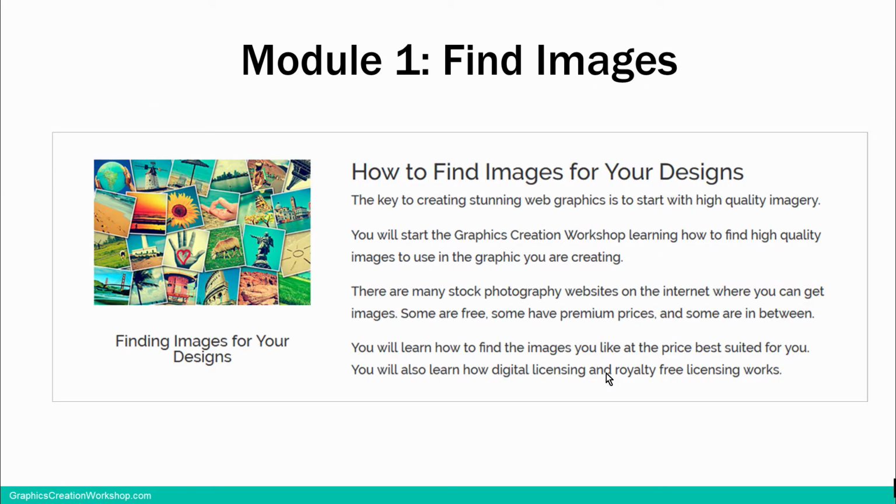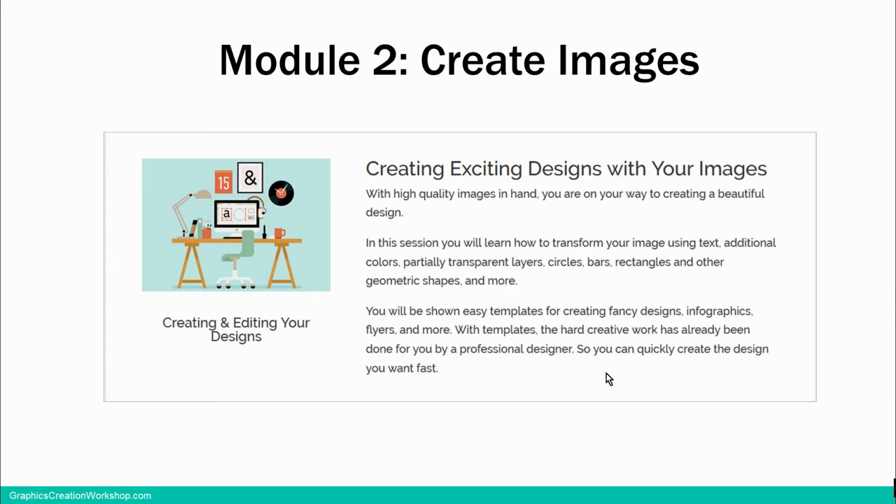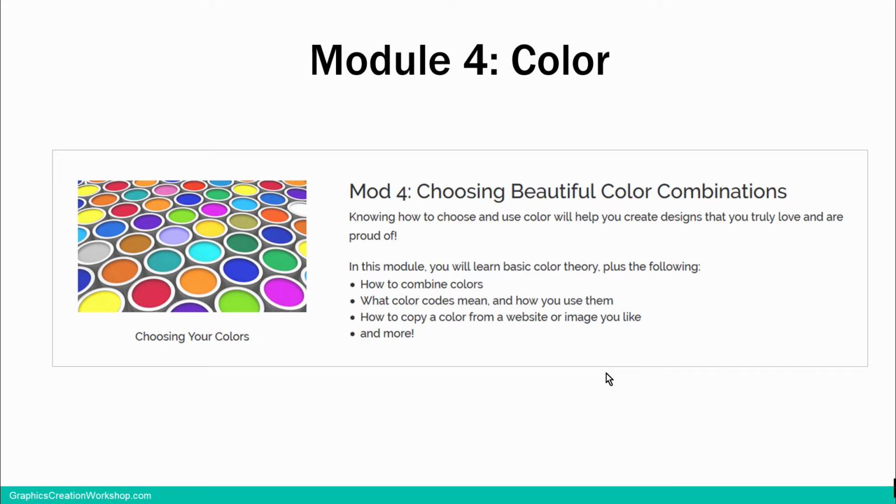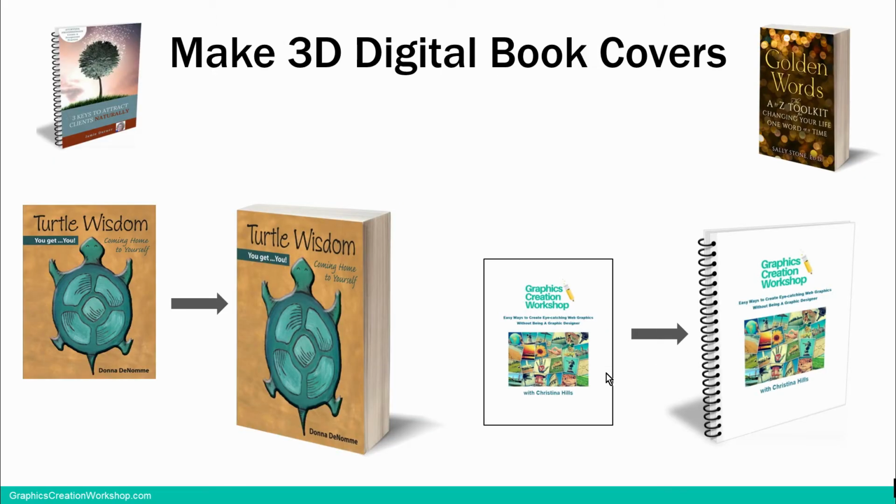And in Module 1, what we do in the course is I teach you how to find images. There's lots of places to find your images. Then Module 2, I teach you about creating your images, right? How are you going to create it? Then Module 3 is all about sizing and cropping your images. So my training is broken down into modules. Then Module 4 is a little bit on its own. It's about colors, choosing colors, color combinations, what are color codes, how to copy a color from a website, and so that is in Module 4.